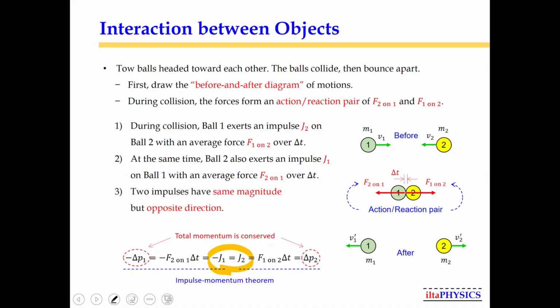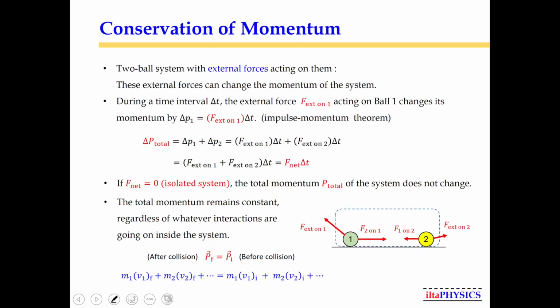When we put all these equations together, we can see that the changes in momentum for the two balls after the collision have the same magnitude but opposite signs. In conclusion, the total sum of the changes in momentum in the system before and after the collision is 0. Therefore, we can say that the total momentum is conserved. Based on this understanding, I'll explain the law of conservation of momentum in the next section.